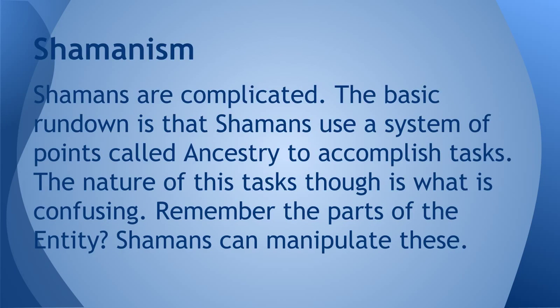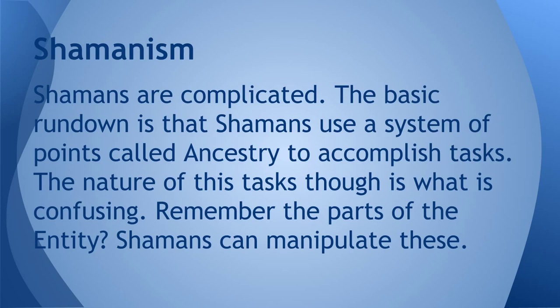Okay. Finally, shamanism. I left this for last because shamans are complicated. This is what happens when you leave Pablo and Henry to design something. Yeah. The basic rundown is that shamans use a system of points called ancestry to accomplish tasks. Now, the actual way that you gain ancestry is really complicated. We'll just be able to pick it up as we play, if one of the players decides to roll that shaman.